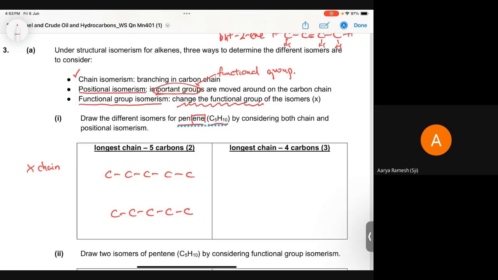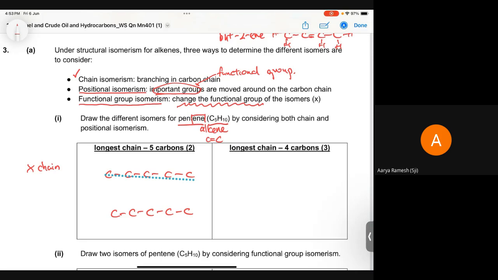What is the alkene homologous series? Alkene. So what's the functional group for alkene? The functional group for alkene is the carbon-carbon double bond. Okay, so I want to move the carbon-carbon double bond.